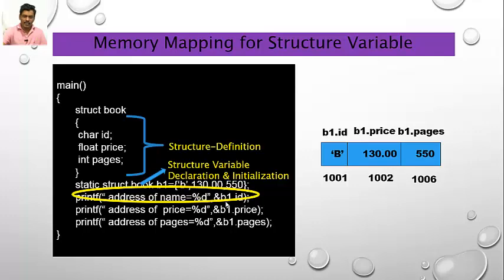So address of name equal to, what is the output of this program? Address of name equal to 1001. Address of price equal to 1002. Address of pages equal to 1006. This will be the output of this program.